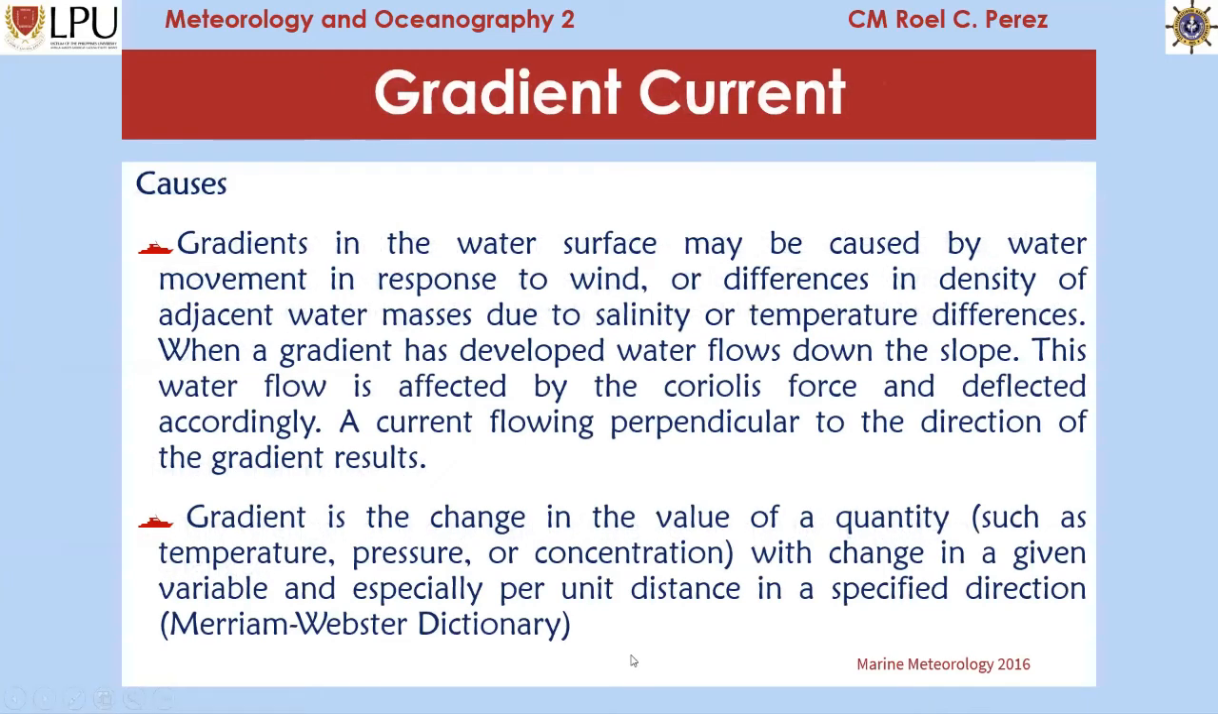Okay, gradient current, the causes. Gradients in the water surface may be caused by the water movement in response to wind or differences in density of adjacent water masses due to salinity or temperature differences. When a gradient has developed, water flows down the slope. This water flow is affected by the Coriolis force and deflected accordingly.